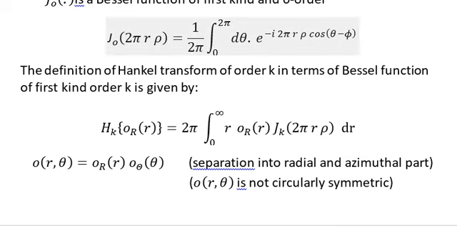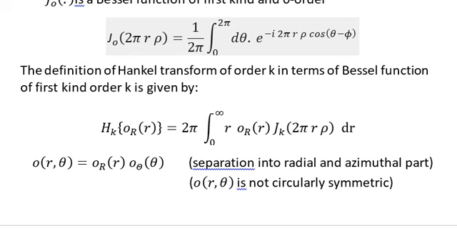So here we have given the definition of J0 separately, although we have introduced J0 previously, but now we are giving its separate definition, that J0 of 2π r ρ is equal to 1 over 2π, with limits from 0 to 2π, and over here we have the integration with respect to θ, and in the exponent we have e to the power minus i 2π r ρ cos(θ minus φ). So you see that this J0 has an explicit dependence upon the variable θ and an implicit dependence upon the variable r.